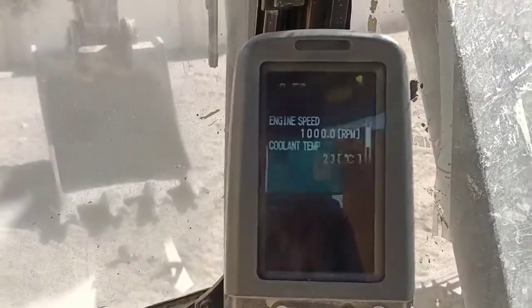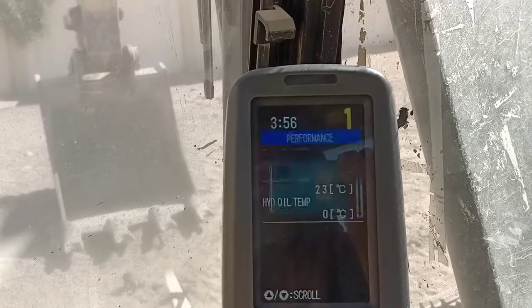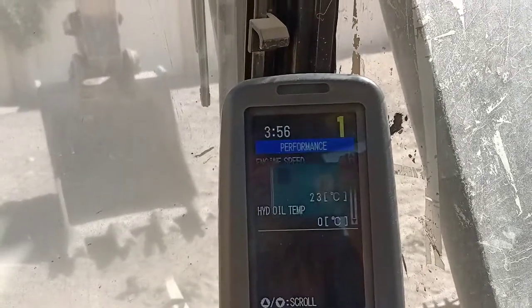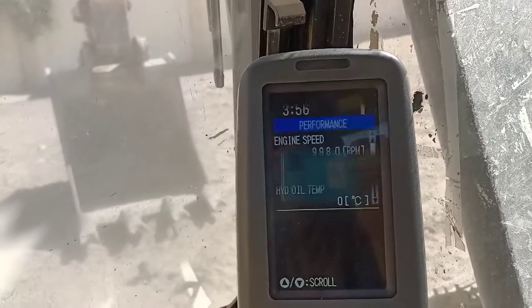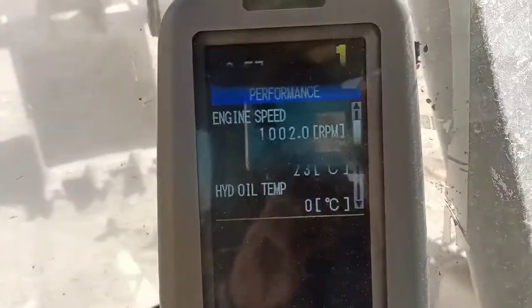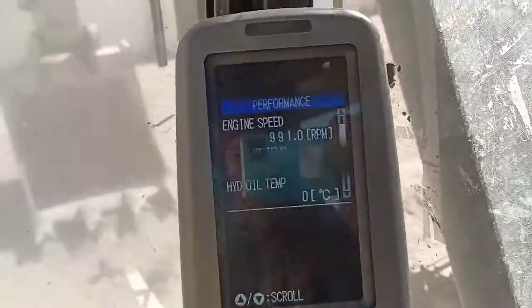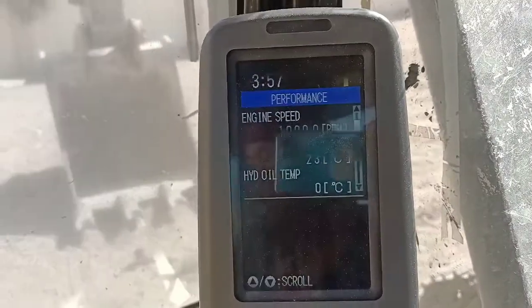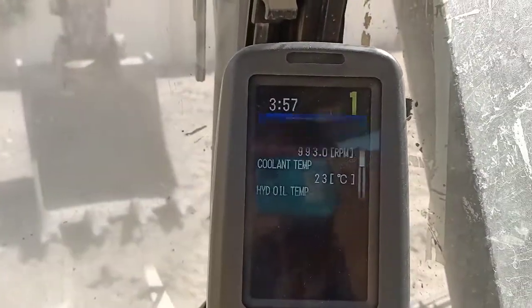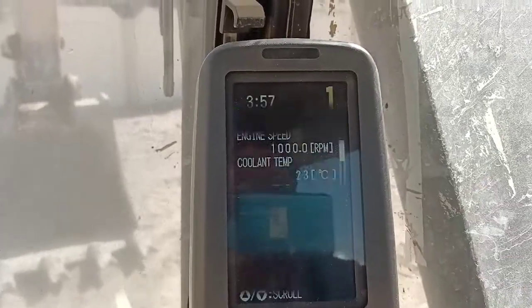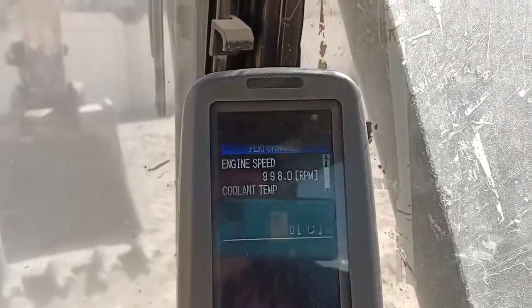Where is the problem? For example, if someone asks how the machine has become low power, or if you are encountering this type of problem for the first time, this is the way to check. As you can see, the RPM is 1000.